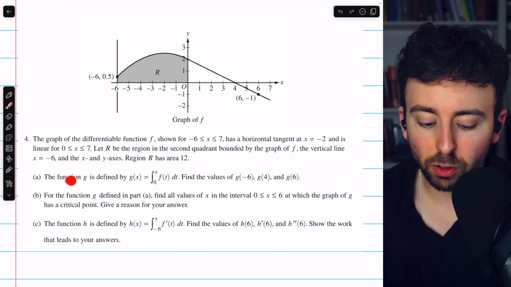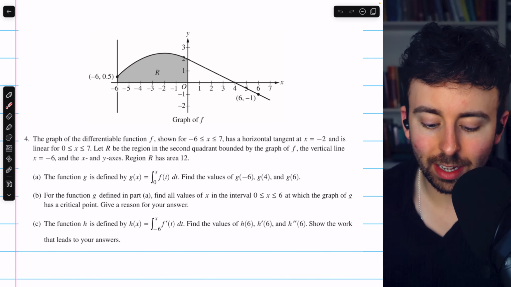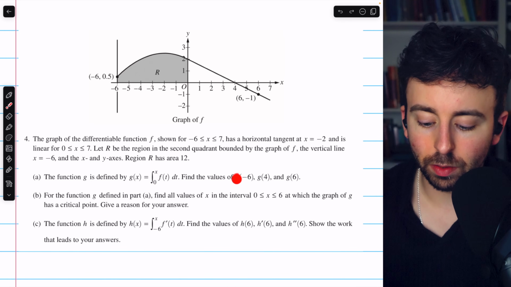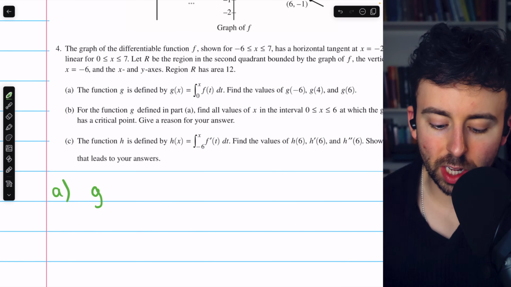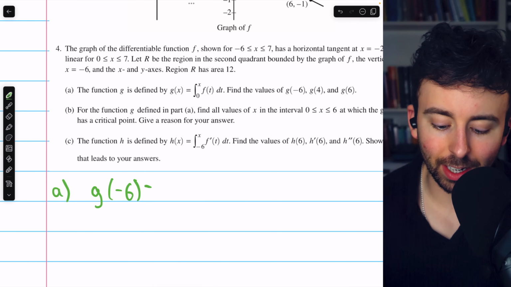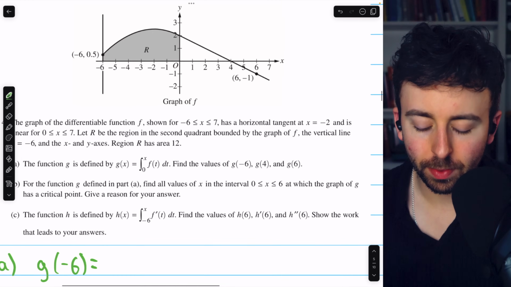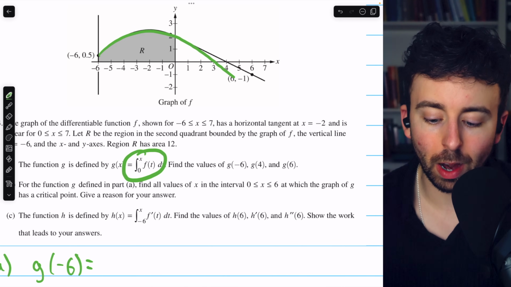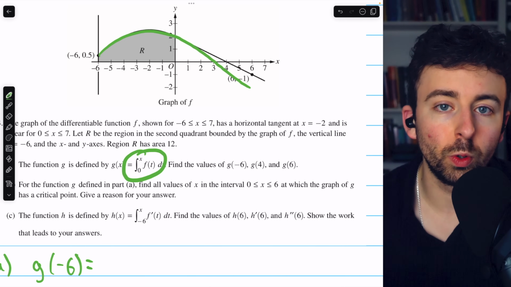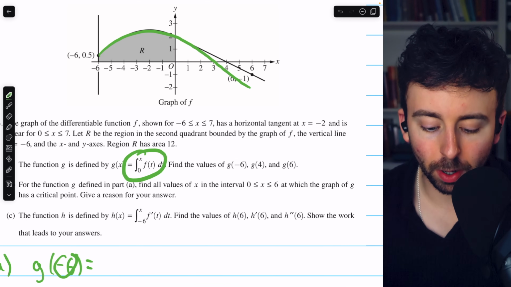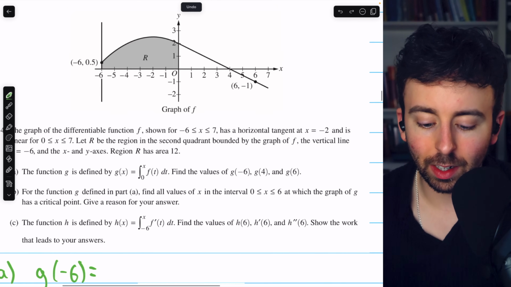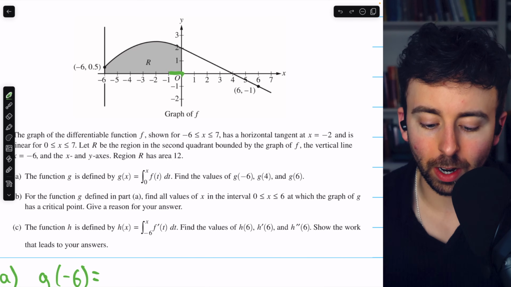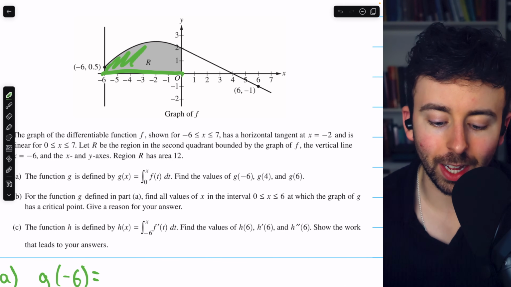Part A says the function g is defined by g of x equals the integral from 0 to x of f of t dt. Find the values of g of -6, g of 4, and g of 6. The first one, g of -6, is really easy. By definition of g, it's the area under the function f of t, which is graphed, from 0 to whatever the input is. So if the input is -6, g of -6 is just the area from 0 to -6, this area here.